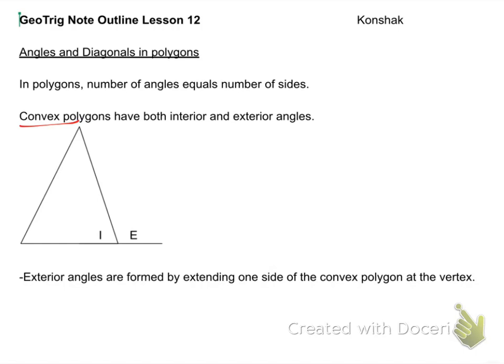Okay? Also, we should highlight the fact that the number of angles equals the number of sides. So a triangle has 3 vertices and 3 sides. A quadrilateral has 4 sides, 4 angles. Pentagon has 5 sides, 5 vertices. Makes sense. Now, all convex polygons have what we call interior and exterior angles.